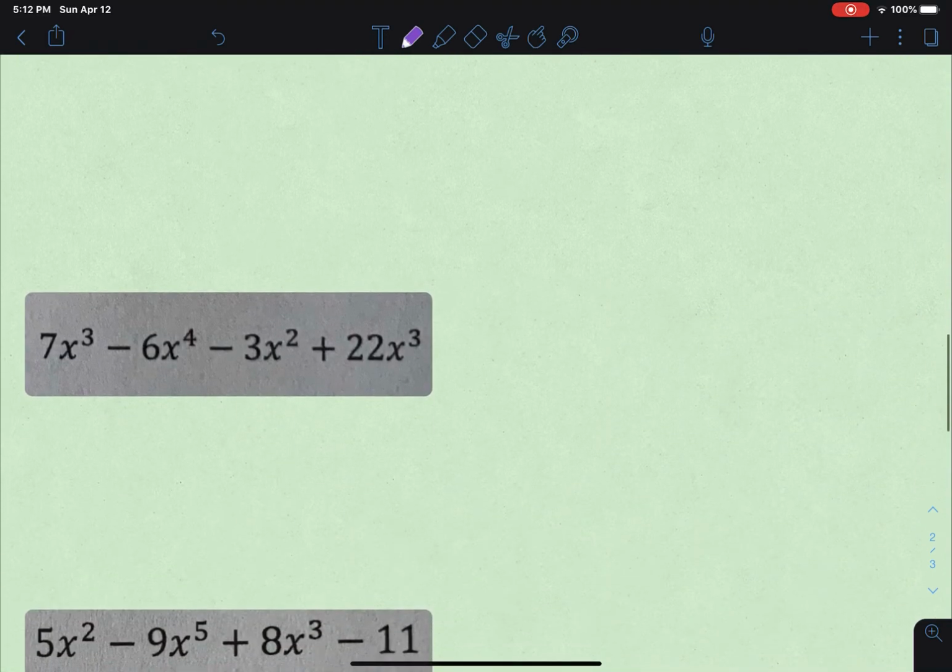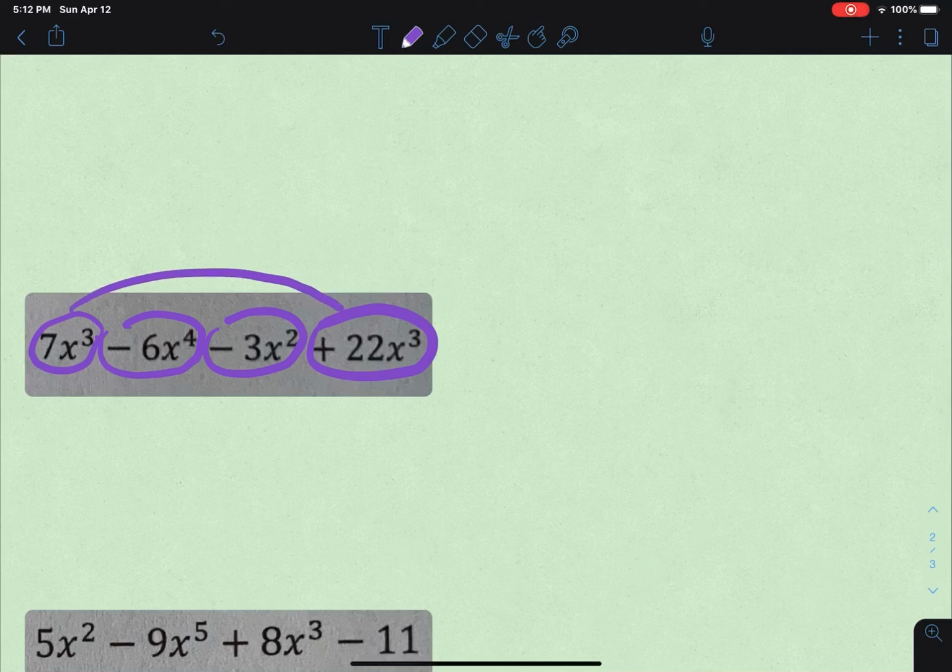Okay, let's add a few more pieces. So I'm going to go through right now. Look at each of these terms here. Those are all my separate terms. But before we do anything, do you notice that those two right there are the same variable? So if I have 7x to the third and 22x to the third, that means it's going to be 29x to the third. And then I'm going to bring down the rest of the problem.